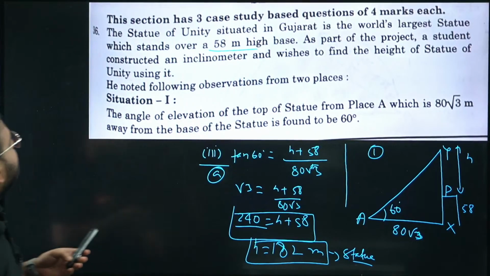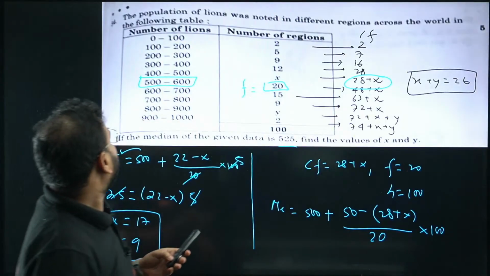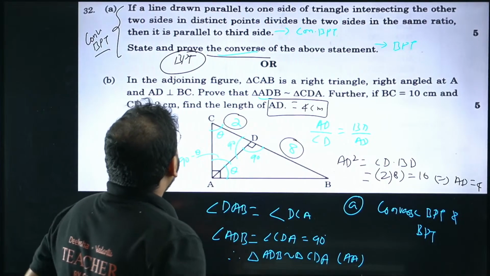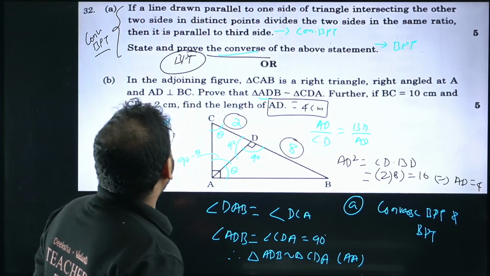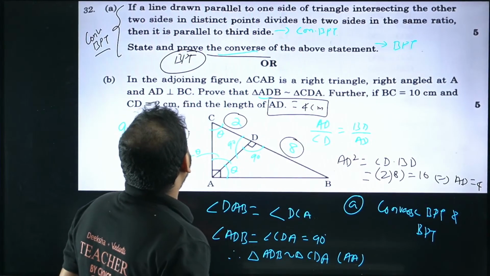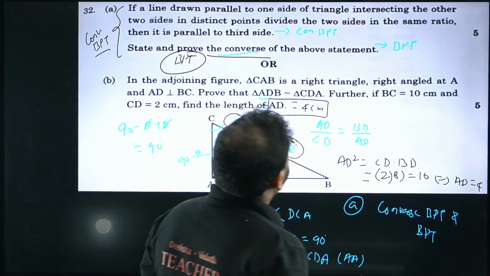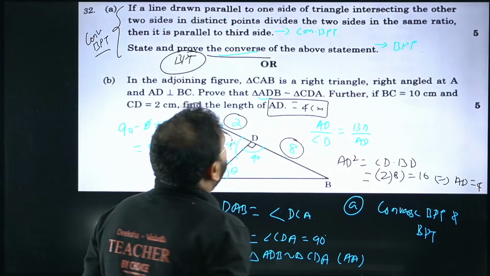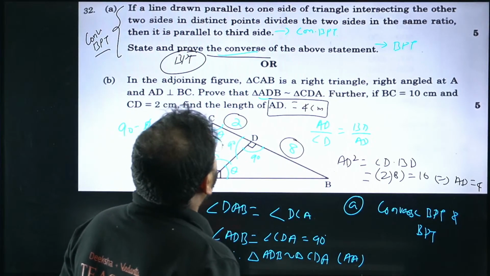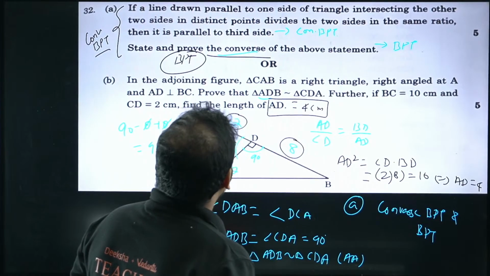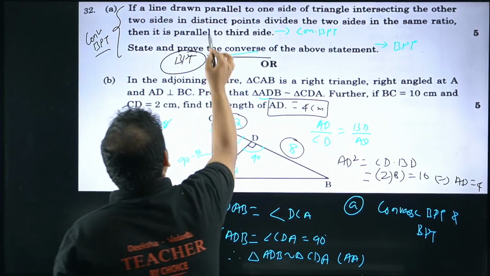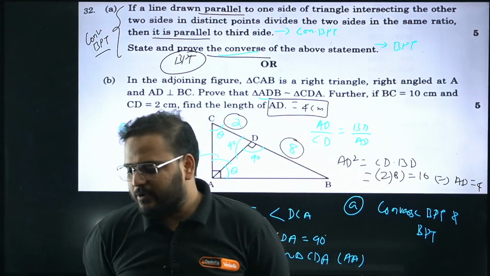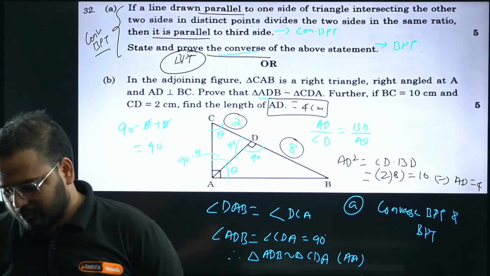Also give line is parallel. No, you have to prove that, no? If a line drawn parallel to one side, intersecting the other 2 sides in distinct points, divides the 2 sides in the same ratio. Oh yes, it started from drawn parallel and they have taken parallel over here again. Yes, it's incorrect. But you'll get grace marks if you've done the statement of BPT, I hope. Yes, Mayur, you're right.